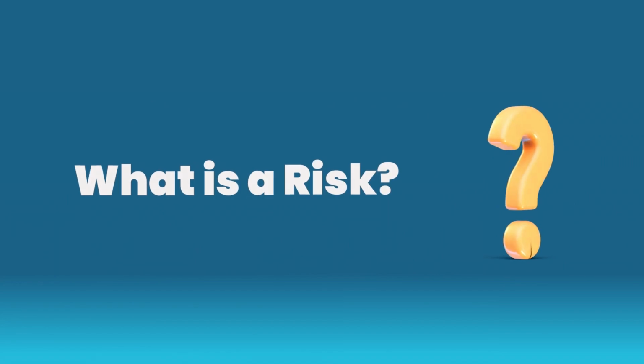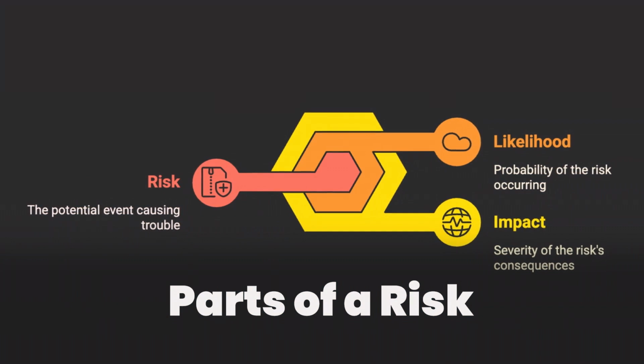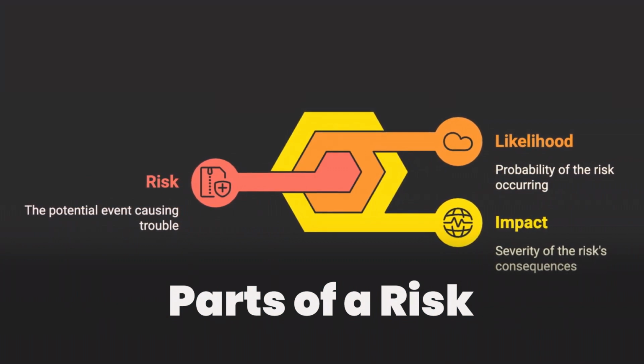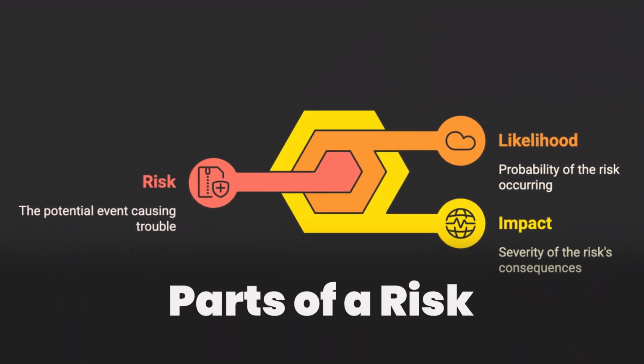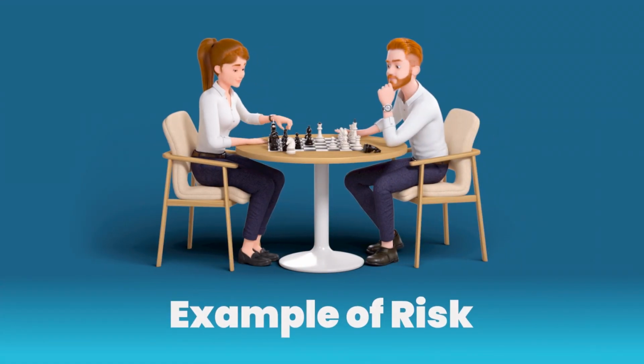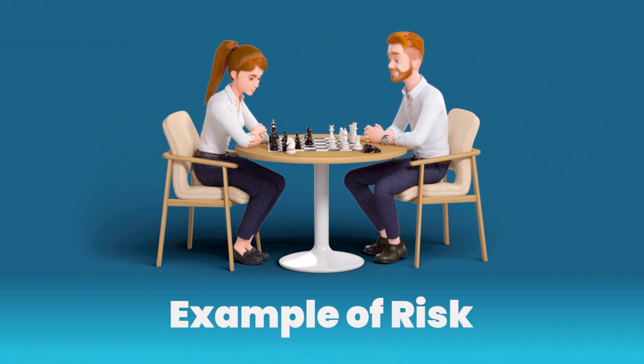Let's start with the basics. A risk is a potential event or situation that could cause trouble. It's made up of two parts: likelihood, how probable is it that the risk will happen? Impact, how bad would it be if it did happen? The higher the risk level, the more seriously we need to take it. Like crossing the street without looking, likelihood is high and impact is, well, not good.